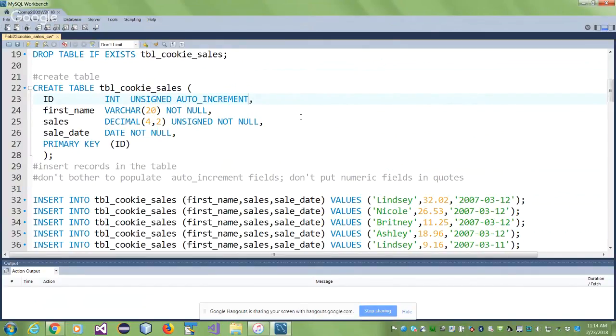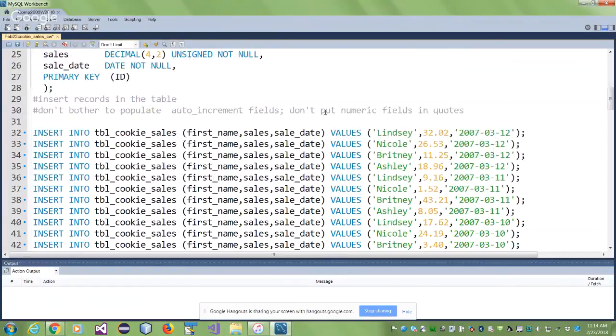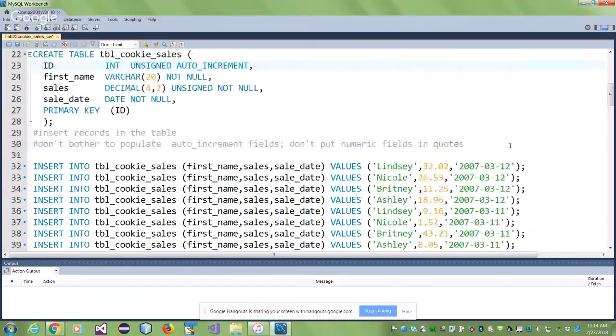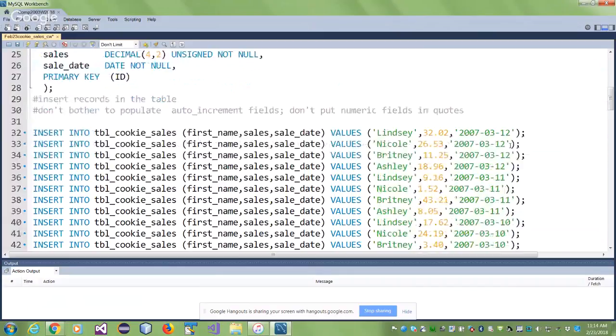And then some values here. So Lindsay has made a sale of $32.02 on the 12th of March 2007, and so on. So here is some data. I just copied and pasted, but I did remove the auto increment field. Again, I do mention you can always insert it, but that's the whole purpose of an auto increment field.